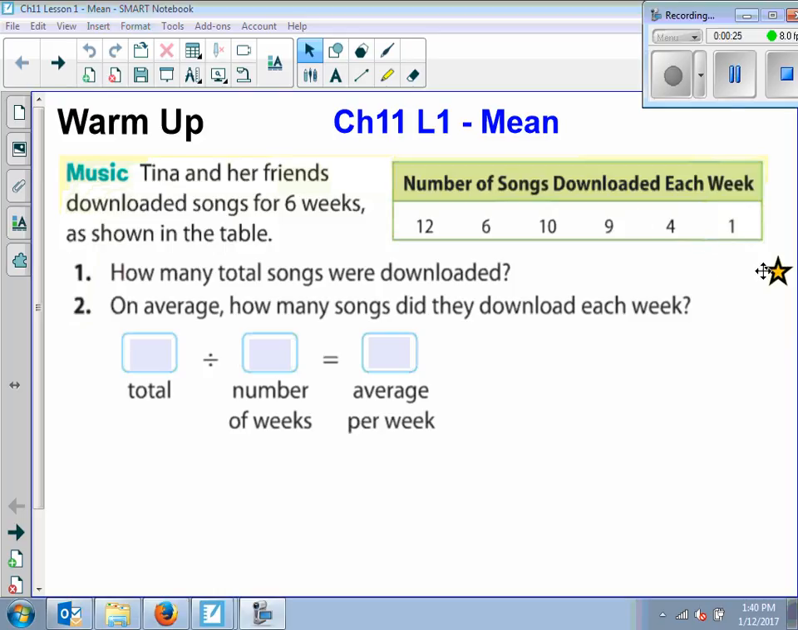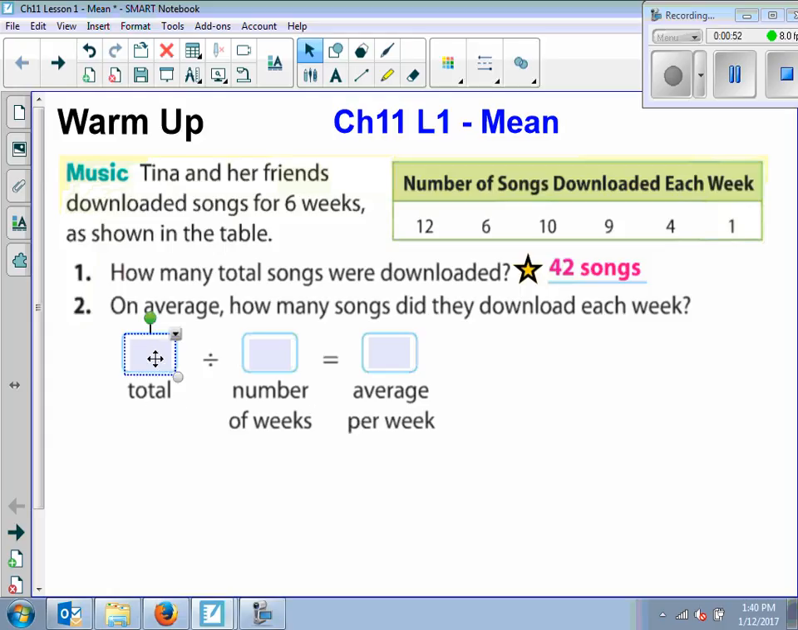So what did you get? I got 42. 42? Yeah. All right, so 42 songs were downloaded. Now, on average, how many songs did they download each week? This is just to help you solve it. The total goes here, which is 42. The number of weeks, 6, goes here, and we're going to divide those two, and that will give us the average. Is everybody clear?